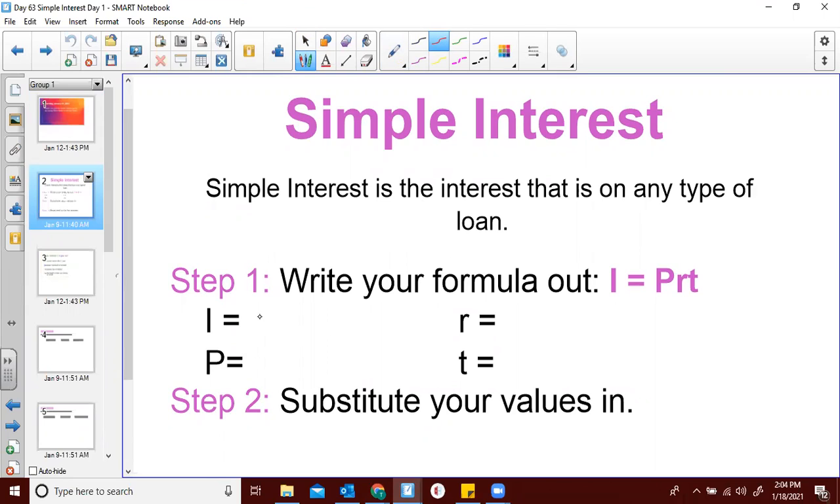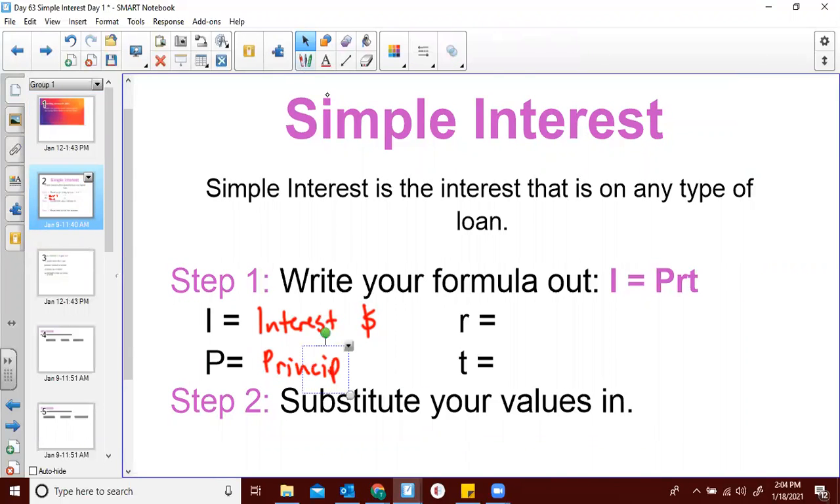So I want to note that we have this formula, I equals capital PRT. The I is going to be our interest, and that's going to be a dollar amount. Our capital P is our principal, and that's going to be what we borrow. That's also going to be a dollar amount.